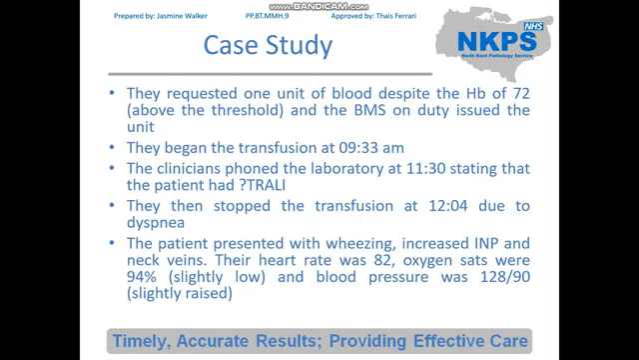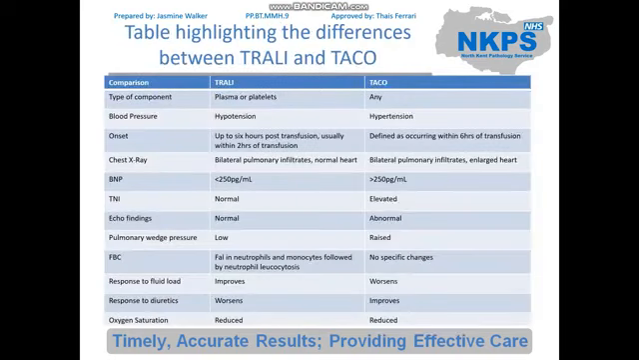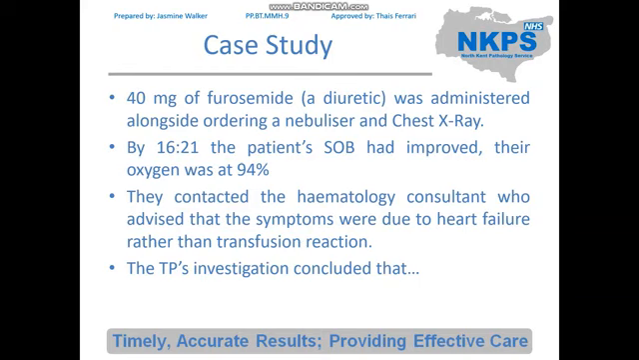If we have another look at it, you can see that the oxygen sats were low, which is expected in both TRALI and TACO. Blood pressure was slightly raised. And if we go back to the table, you can see that the blood pressure is normally raised in TACO, not TRALI. They were treated with a diuretic and a chest x-ray was ordered. By 4:21, the patient's shortness of breath had improved and their oxygen was still at 94.